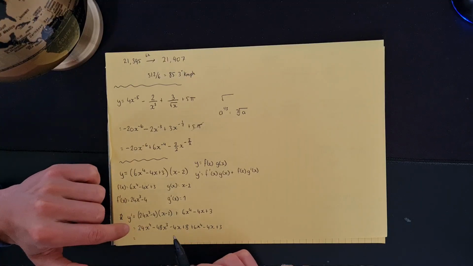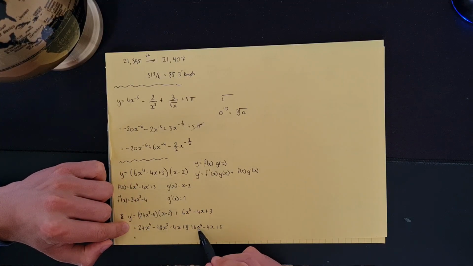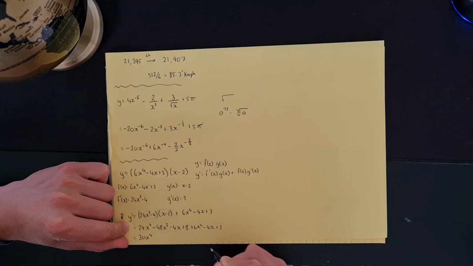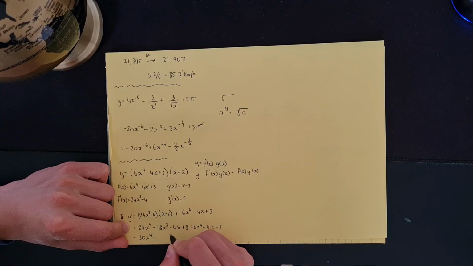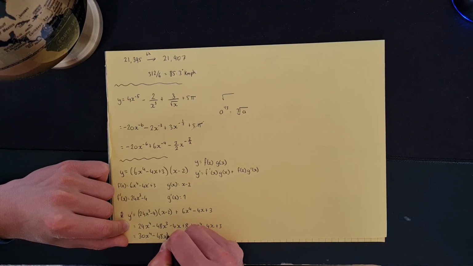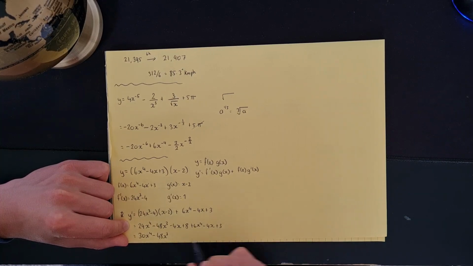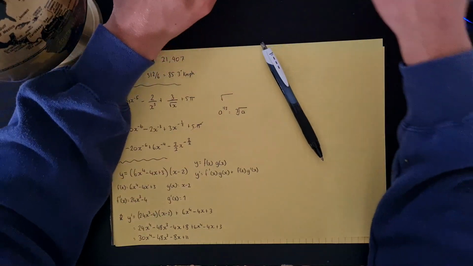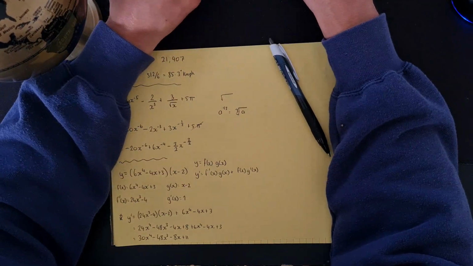Now we have to combine the like terms. So x to the 4, x to the 4, these can be added. So 24 plus 6, that's going to be 30x to the 4. We don't have any other x to the cube, so it's just going to remain negative 48x to the power of 3. Negative 4x minus 4x is going to be negative 8x. 8 plus 3 is going to be 11. All right, and so that is going to be our answer.